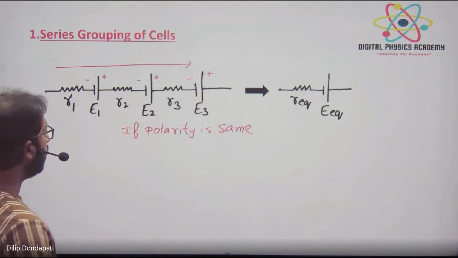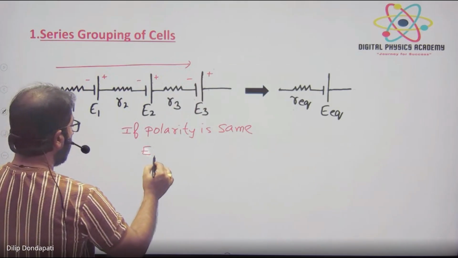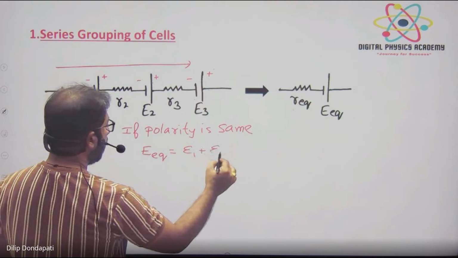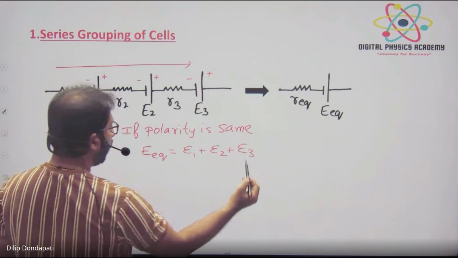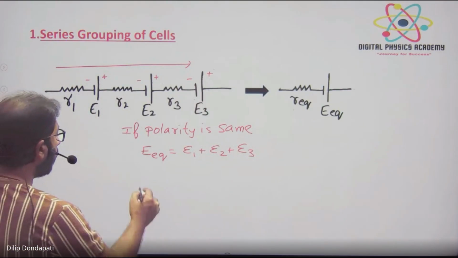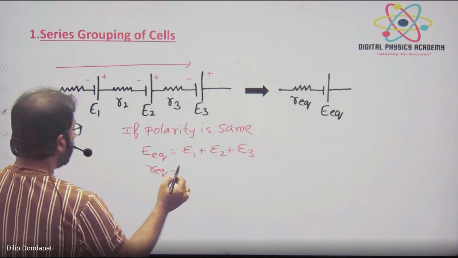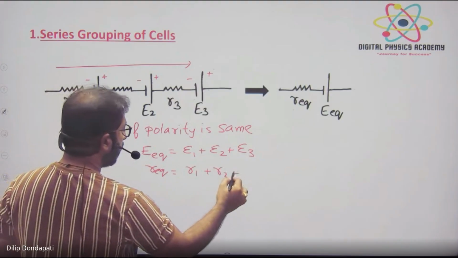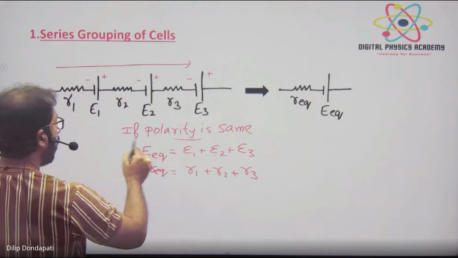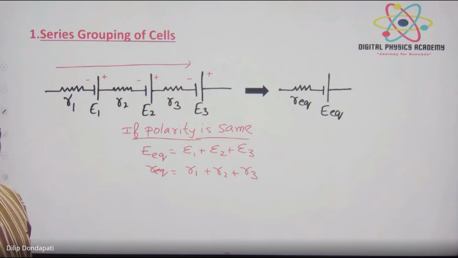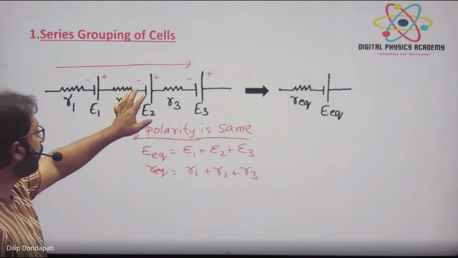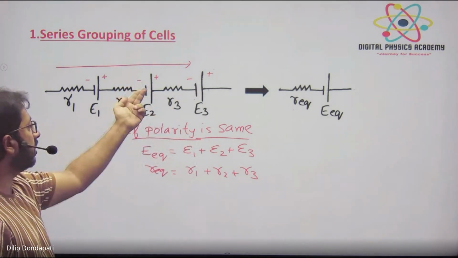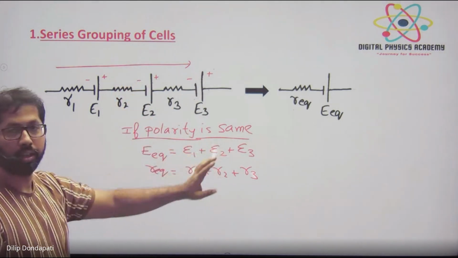In that condition mein, what is the E equivalent formula will be in series mein? Simply add karne ka, E1 plus E2 plus E3. And R equivalent formula, simply resistance का तो R equivalent same है ना, R1 plus R2 plus R3. This is series. And if the polarity is same only, if any of the cell polarity is changing, you have to put minus E2. Suppose E2 को plus minus is connected, so आपको क्या करेंगे, minus E2 करने का.